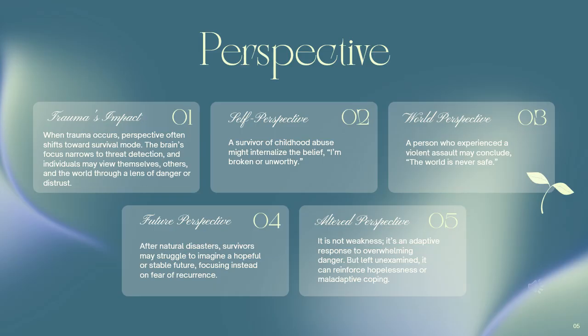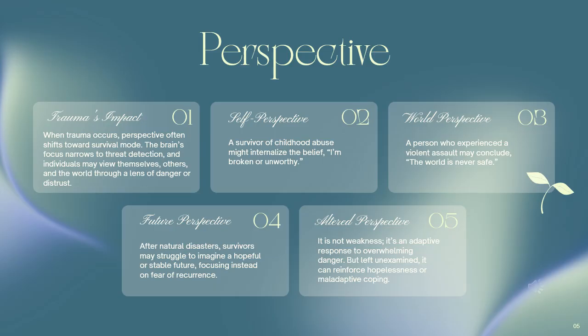Trauma's impact on perspective. When trauma occurs, perspective often shifts toward survival mode. The brain's focus narrows to threat detection, and individuals may view themselves, others, and the world through a lens of danger or distrust. For example, self perspective. A survivor of childhood abuse might internalize the belief, I'm broken or unworthy. World perspective. A person who experienced a violent assault may conclude the world is never safe.